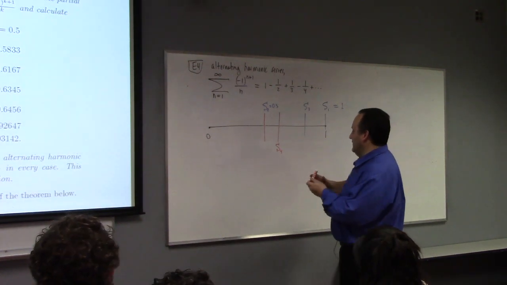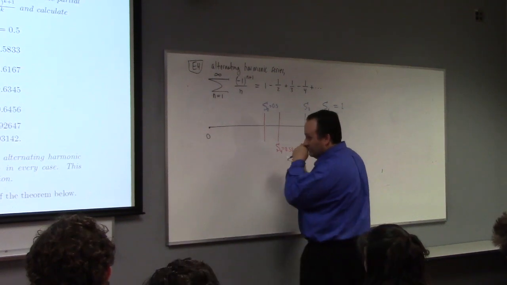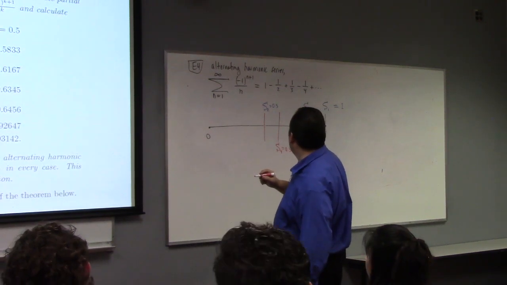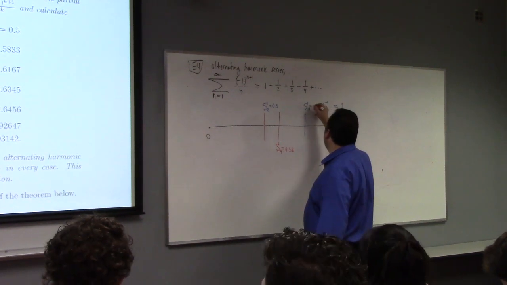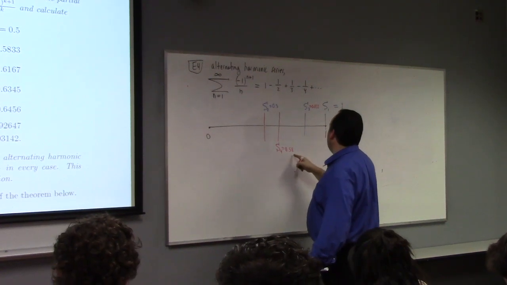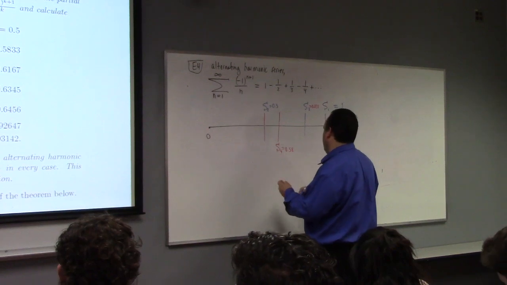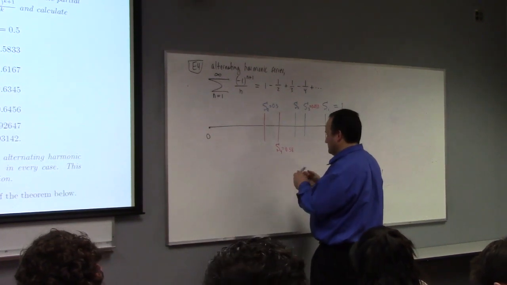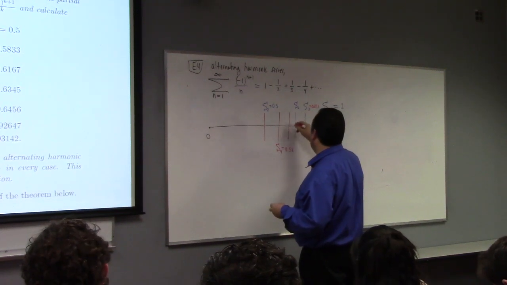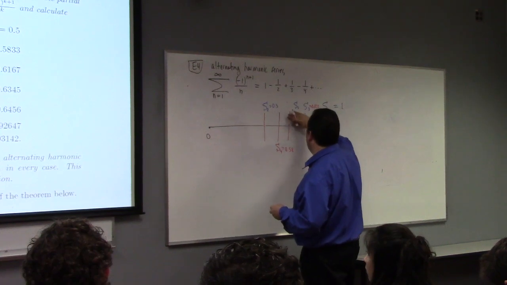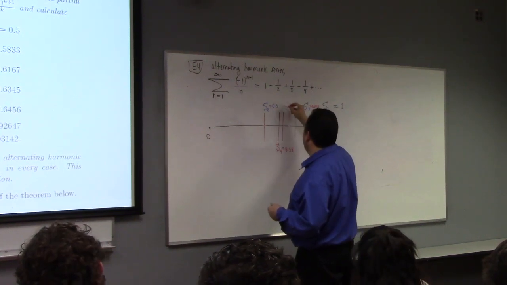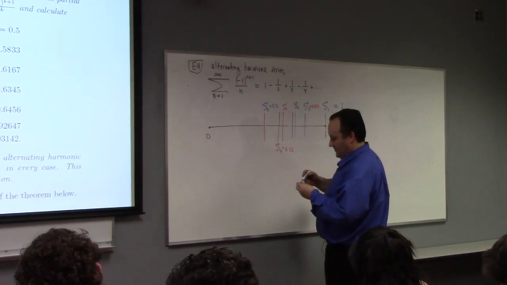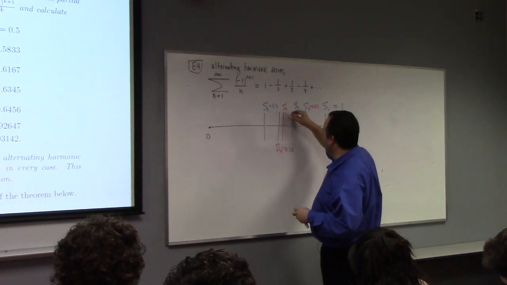Where's the fifth partial sum? Oh, I was drawing S3. What was S3 equal to? 0.833, yeah. And 0.58 was S4. What's S5? 0.783. So where's S6? 0.616. It's kind of here-ish. And where's S7? So it's kind of here, right? And then S8, right? And you see what's happening.